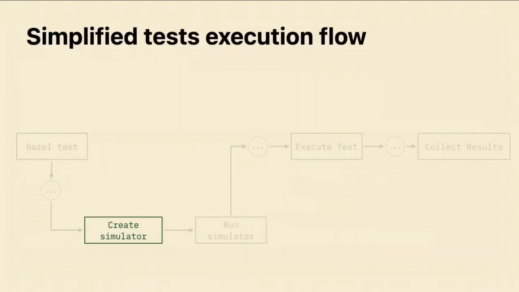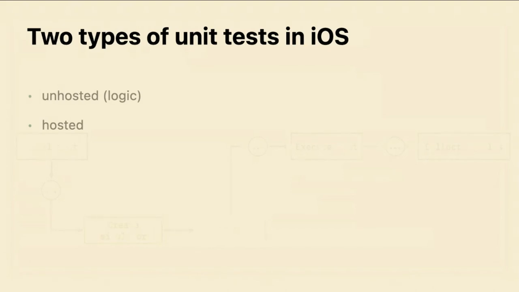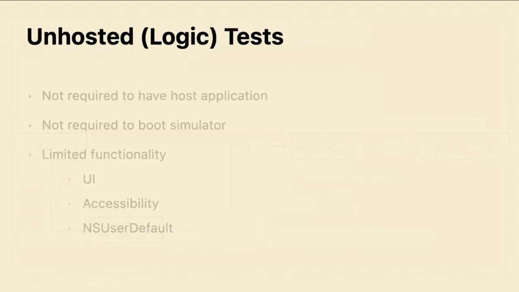After the simulator is created, we need to see what happens when it runs, right? So there are two possible options for what can happen next. I mean, there is a third one, that it's going to crash, but we'll talk about these two. Depending on the type of test we try to execute, we will have at least two options. The first one is the unhosted test, also known as the logic test, and the second type is the hosted test.